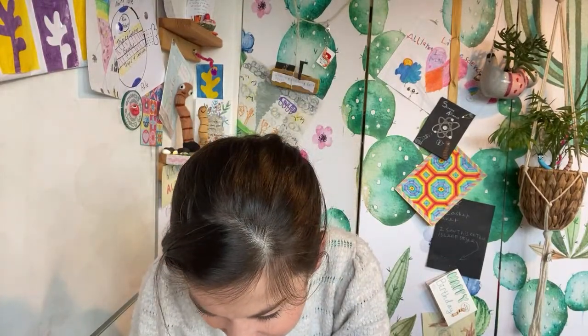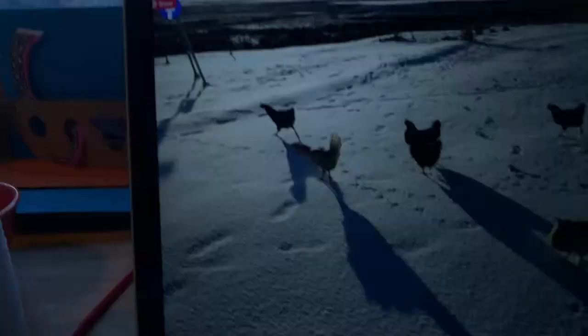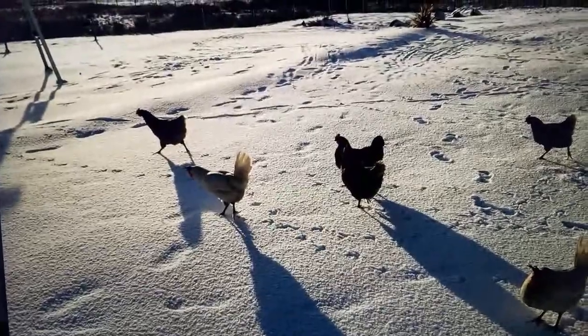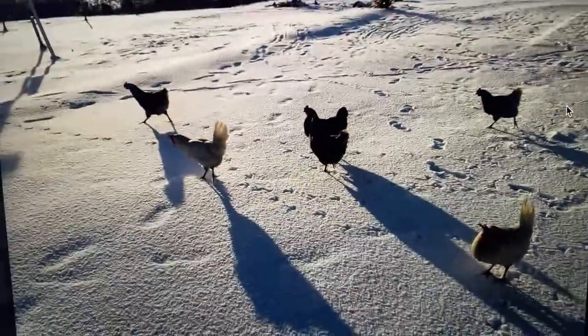Oh, look at this, chickens in the snow. Oh, I've got to show them this. Look at this, it's so cute, but also maybe not good, I don't know. Can chickens survive in snow? I mean, obviously they can. These guys look fine, they're dead happy. Look at that view. Chickens in the snow.